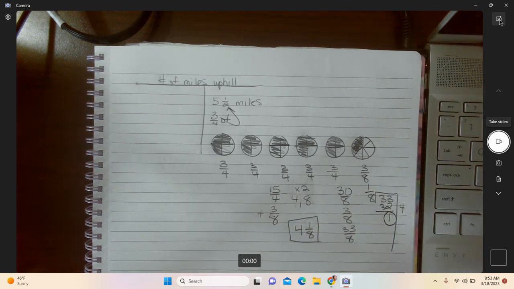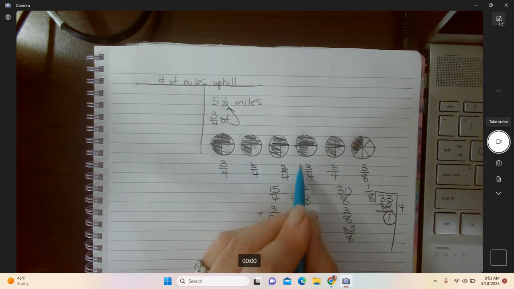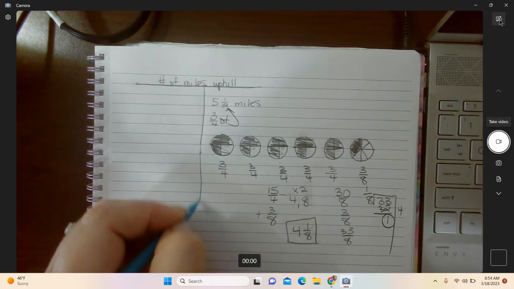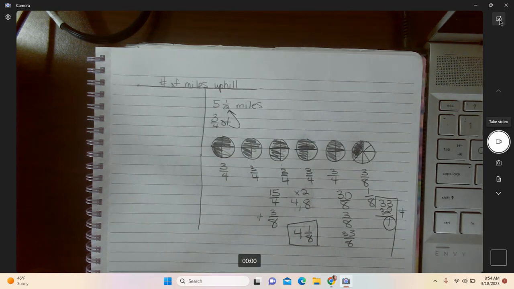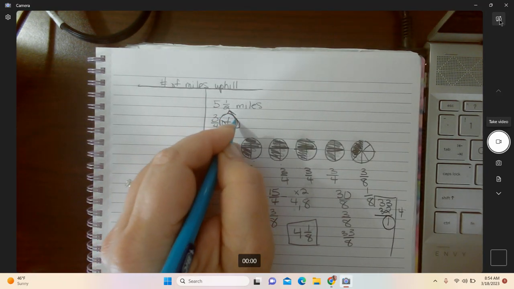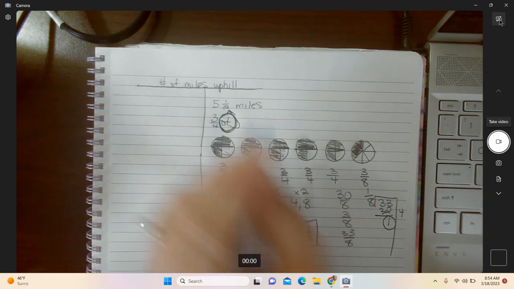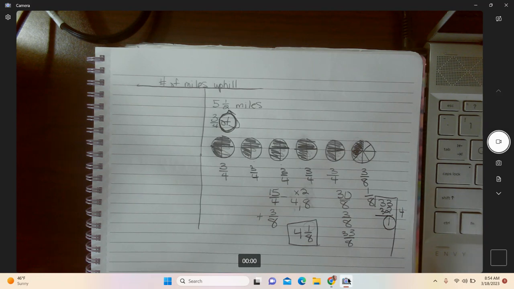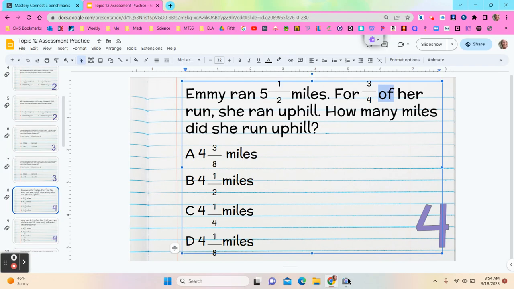But knowing that we have repeated addition in our picture, that means that we were multiplying from the get-go. And remember that Ms. Godfrey has told you that the word of signifies multiplying. So you could have used that key word, especially since in the problem it says 3/4 of her run. She ran for 5.5 miles.